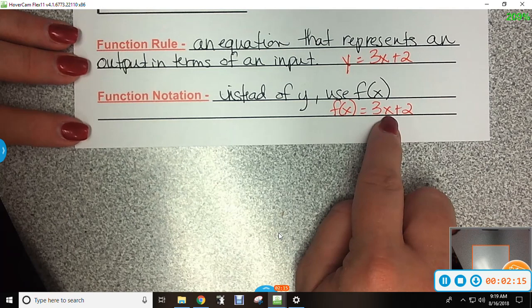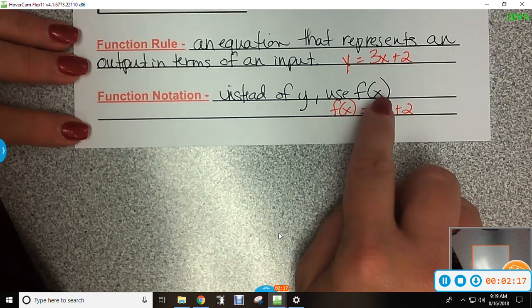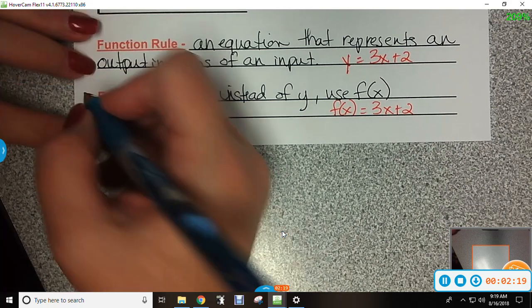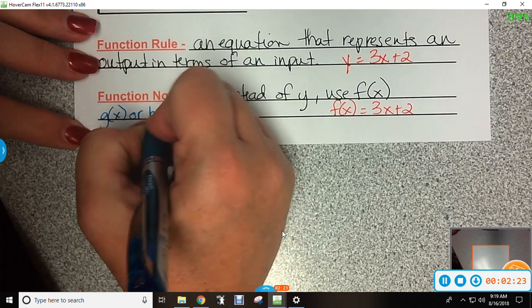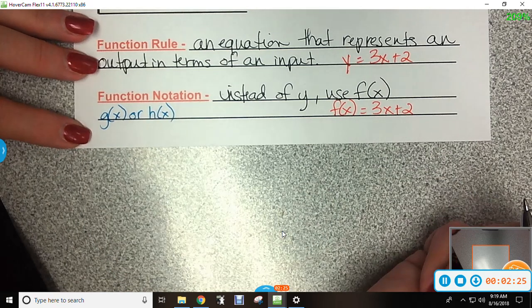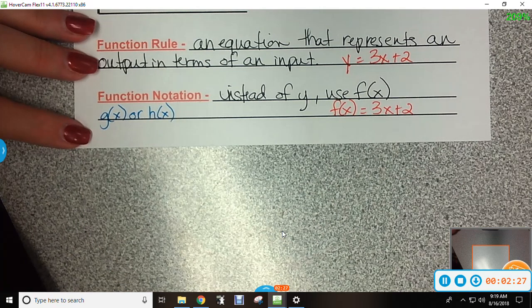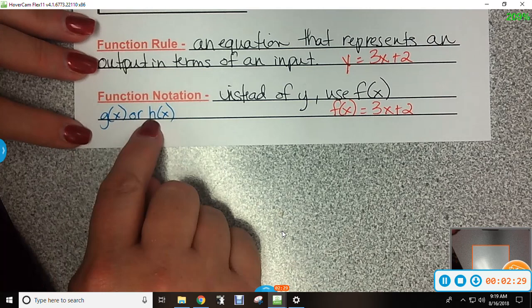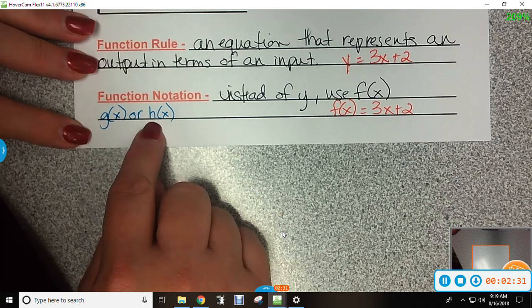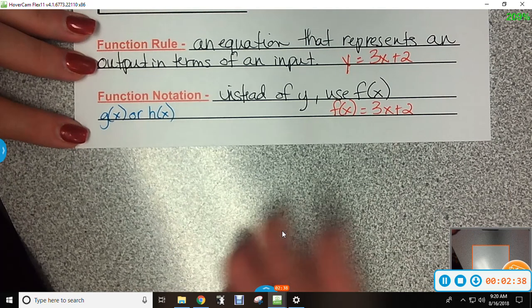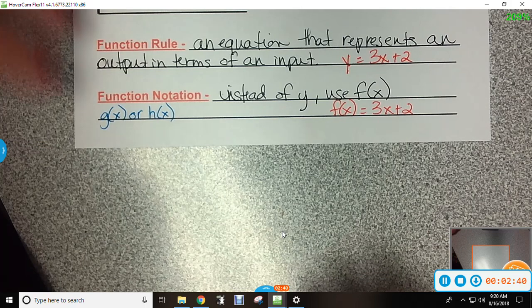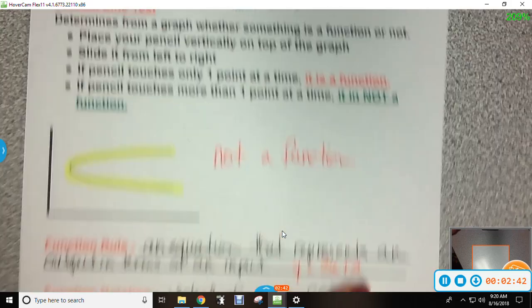The other thing, sometimes they won't use f of x. Sometimes they will use g of x or h of x. It's all the same thing. It's just using different letters. Sometimes they put different variables here if they've got several functions listed together, and it just helps you differentiate between the two or three or however many there are. Okay. All right, next.